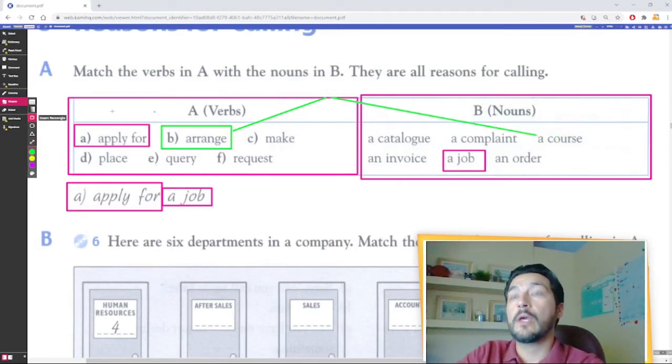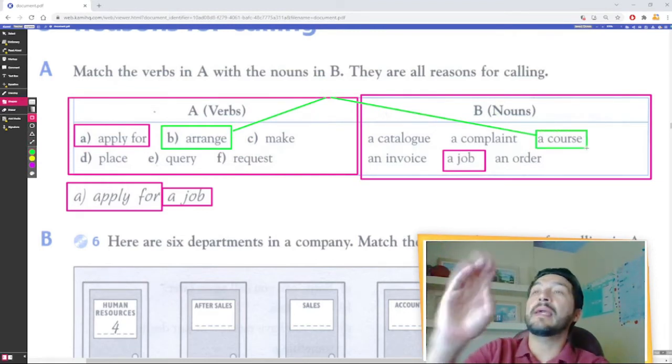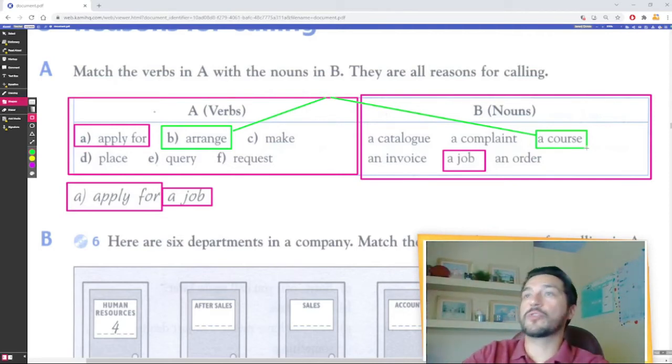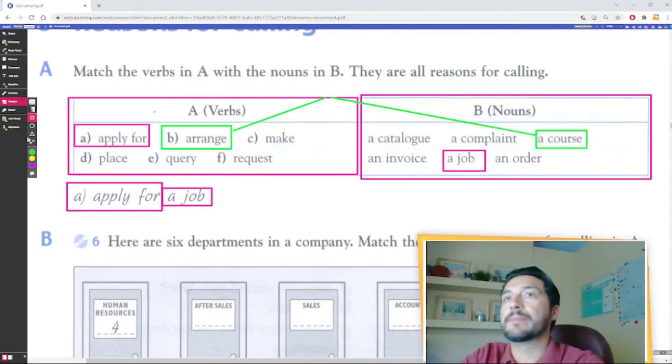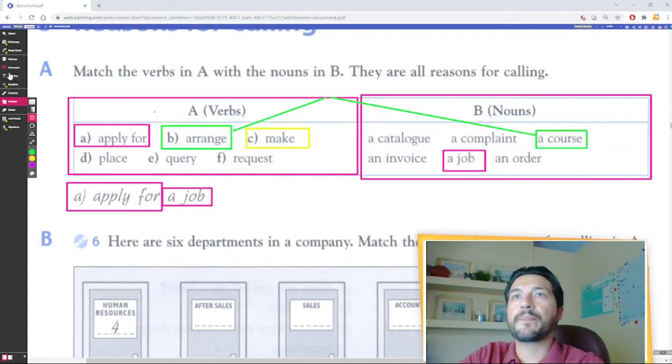Excellent. So go ahead and put in your notebook letters A through F, and we're going to match the verbs with the nouns. Verb C. Make what? Make a complaint. Make a complaint, apply for a job, arrange a course.